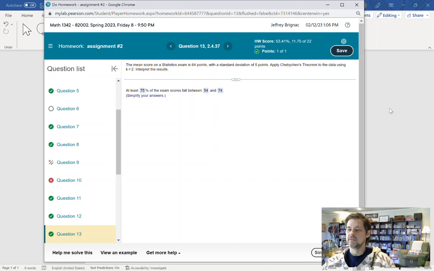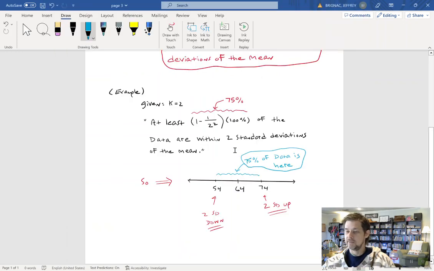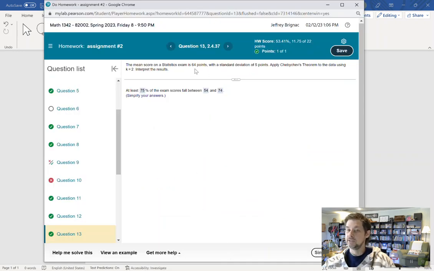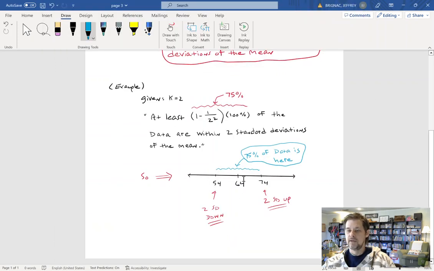What about these other numbers? Well, what would it look like to be within 2 standard deviations of the mean? Okay. Well, the mean was 64 and the standard deviation was 5. So I'm going to say 64, that's kind of the middle of the data. And the standard deviation was 5. So if I go 2 standard deviations up, that would be 10 points up to 74. Okay, and if I go 2 standard deviations down, that would be 10 points down. That would take me to 54.